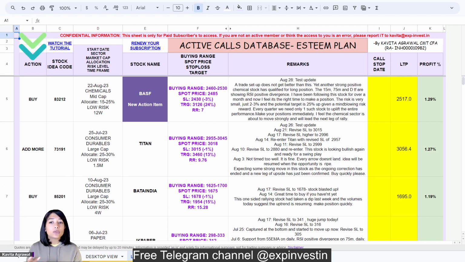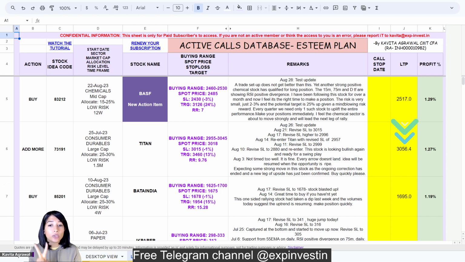See, it does not matter how old the stock idea is. So now for instance here, Titan was posted on the 25th of July, but that does not mean that the stock idea is not attractive. Just because the price, that is 3056, is now above the buying range, that is 3445, does not mean that the stock idea should not be bought.